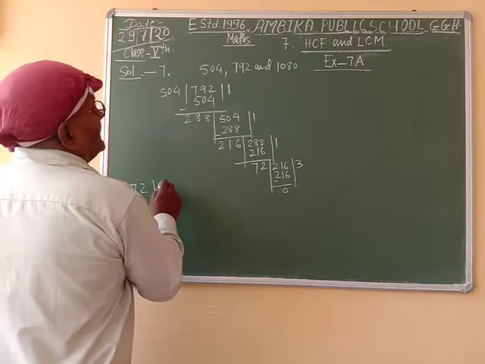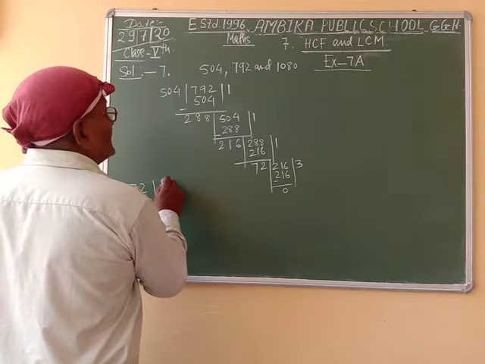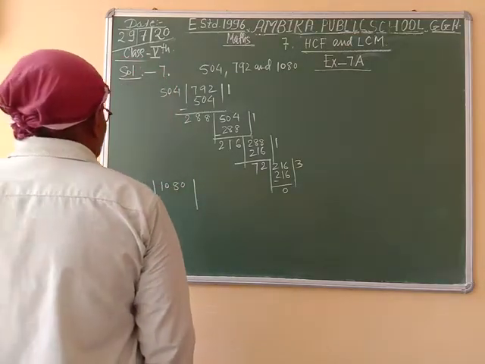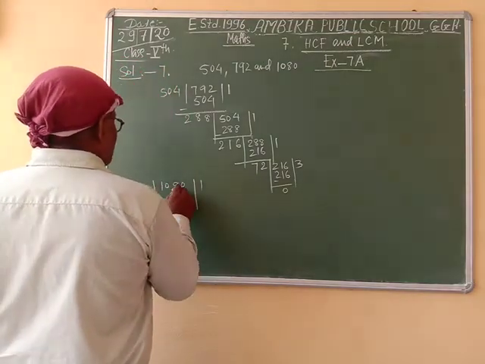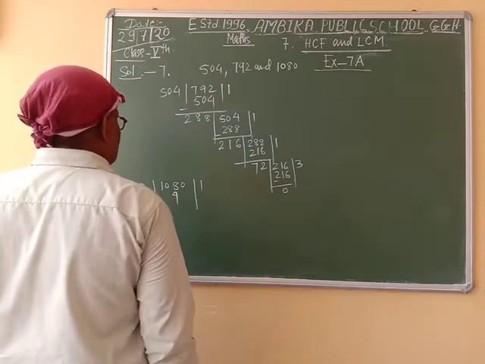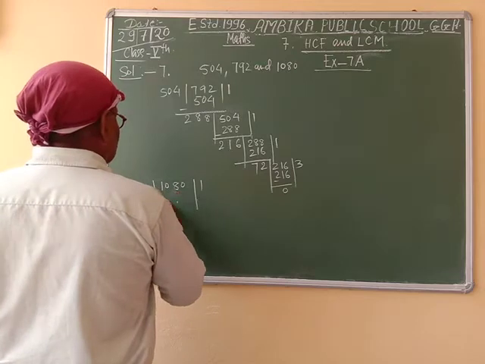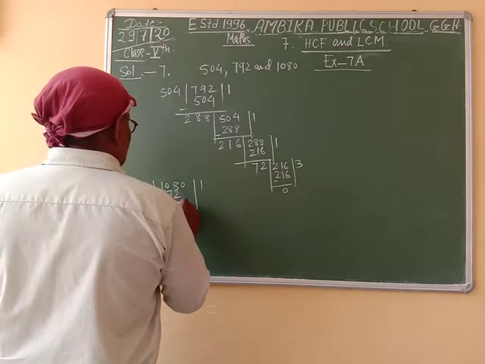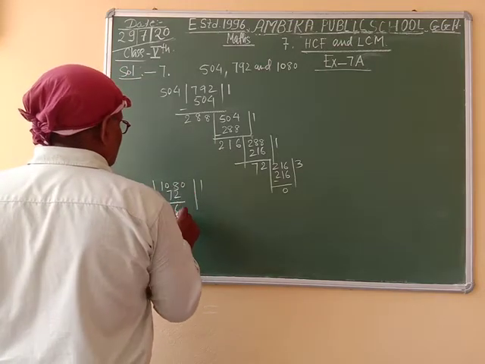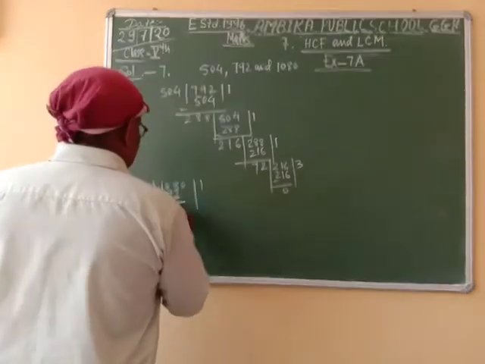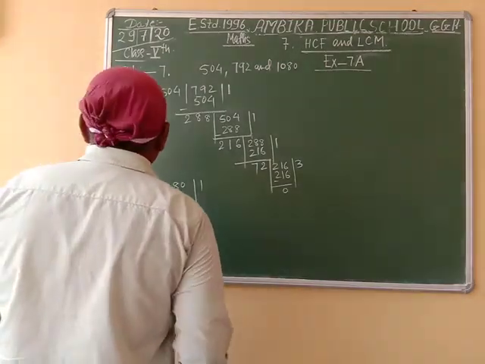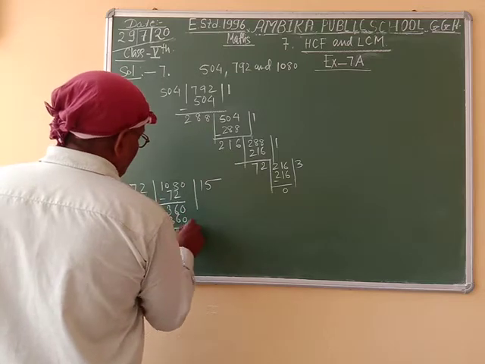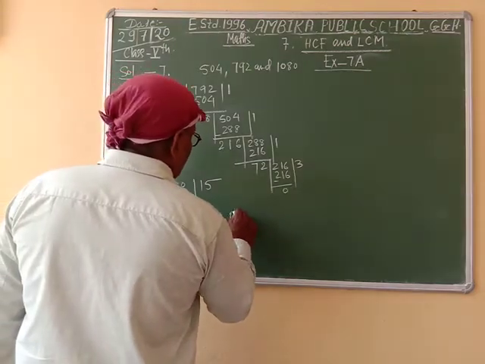Now we divide 1080 by 72. Dividing, 72 goes 15 times, and the remainder is 0. The required HCF is equal to 72.